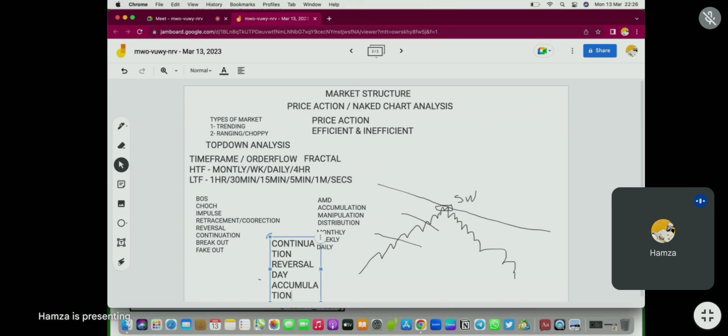Accumulation. Now, at any given time on any day, price would open and close doing either of these: accumulation, continuation, reversal, consolidation. At any day throughout the sessions, price would do either of these three.